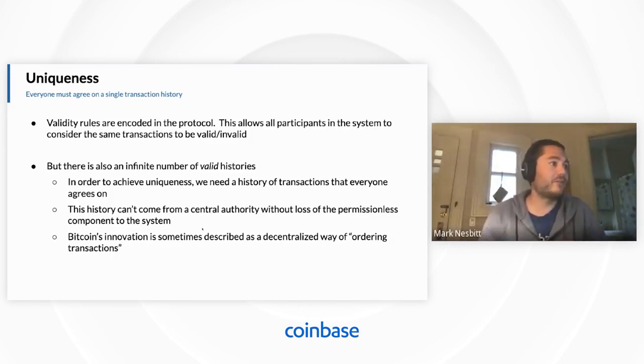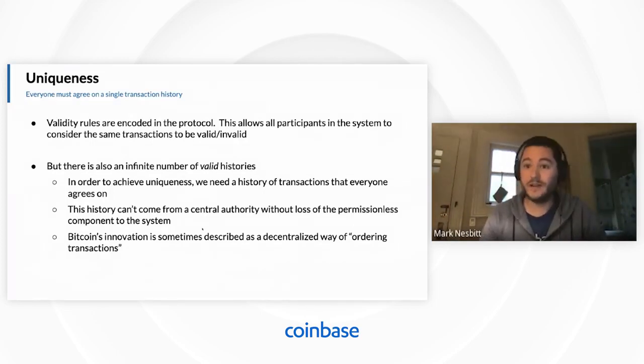So everyone has to agree on the history of transactions, but we can't have this come from a central authority without loss of the permissionless component that I talked about, that we've gone to all this trouble with public keys to create. In the case of your bank or PayPal, this is how we have a unique history. PayPal says it's the history. They keep track of one, they update it, they're the stewards of it, and we trust them. But the permissionless nature would be lost in that case because PayPal is the arbiter of this system.